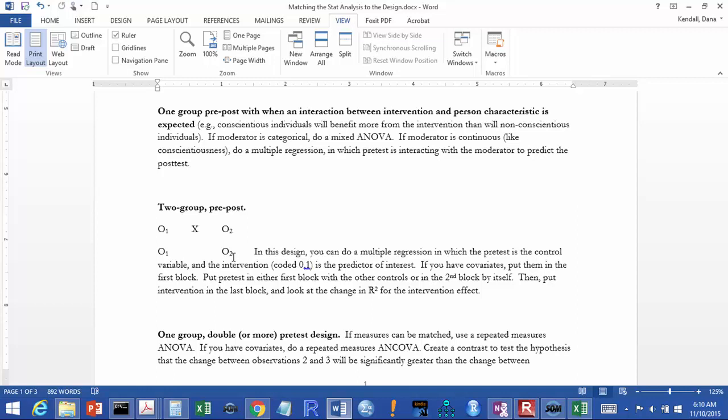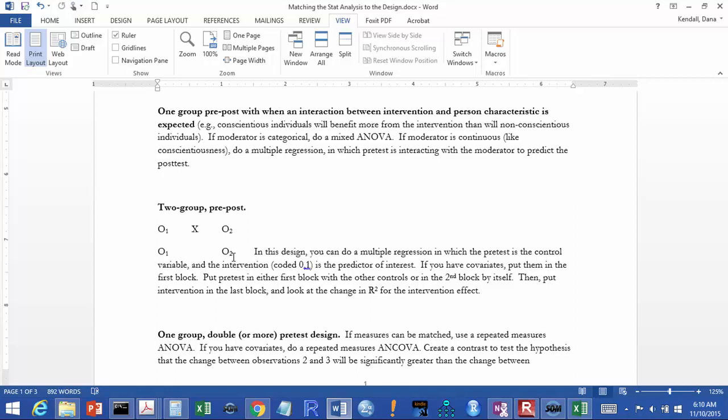If you have covariates, that's very easy. You can just stick them into the equation. I would put them in a separate block so that you can look at the changes in the DV based on just the covariates alone, and then the baseline and the intervention. Actually, you put the baseline in the first step as well, the pretest, and then the intervention in its own block in the second step of the regression.